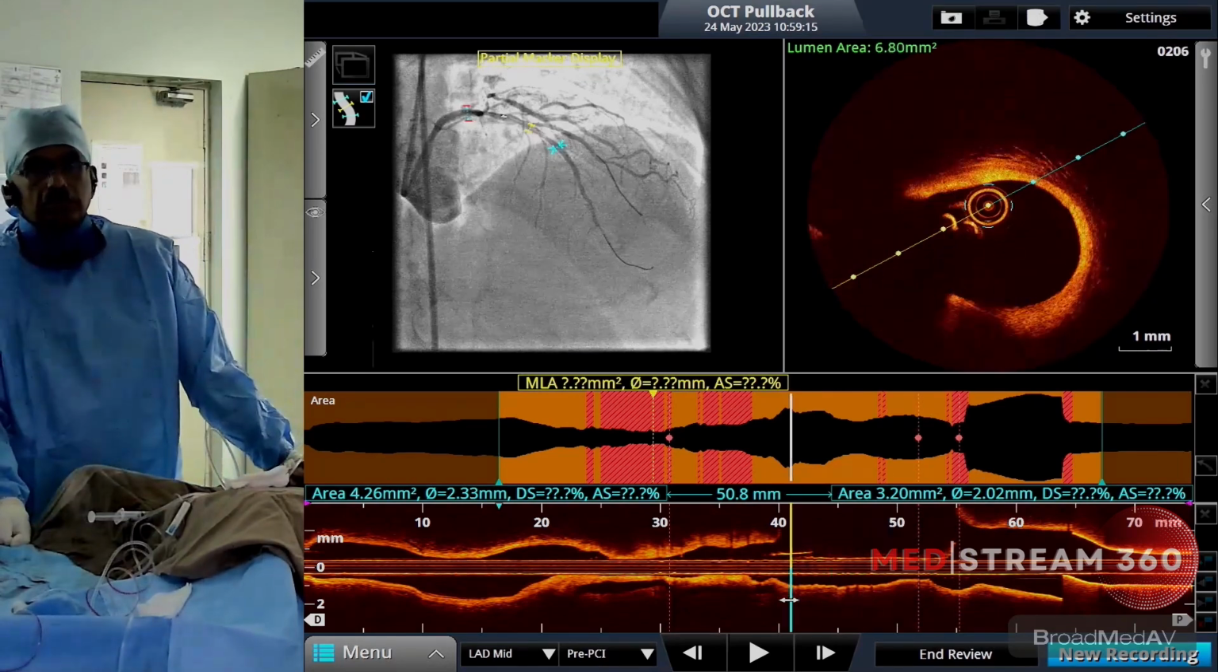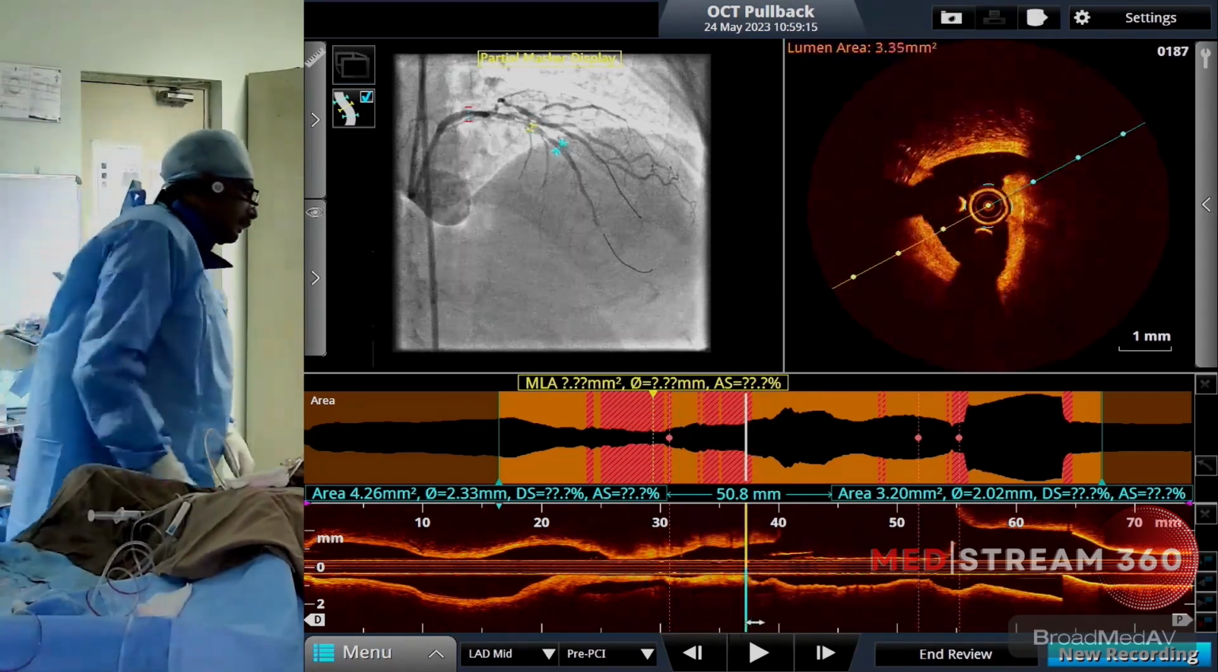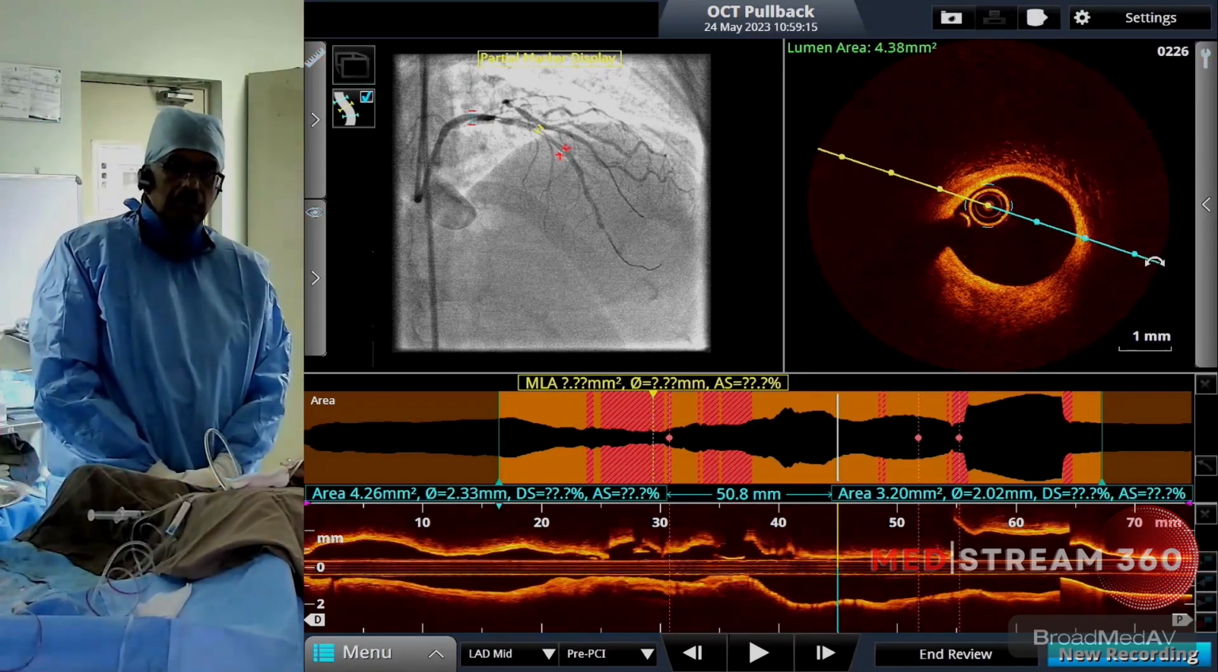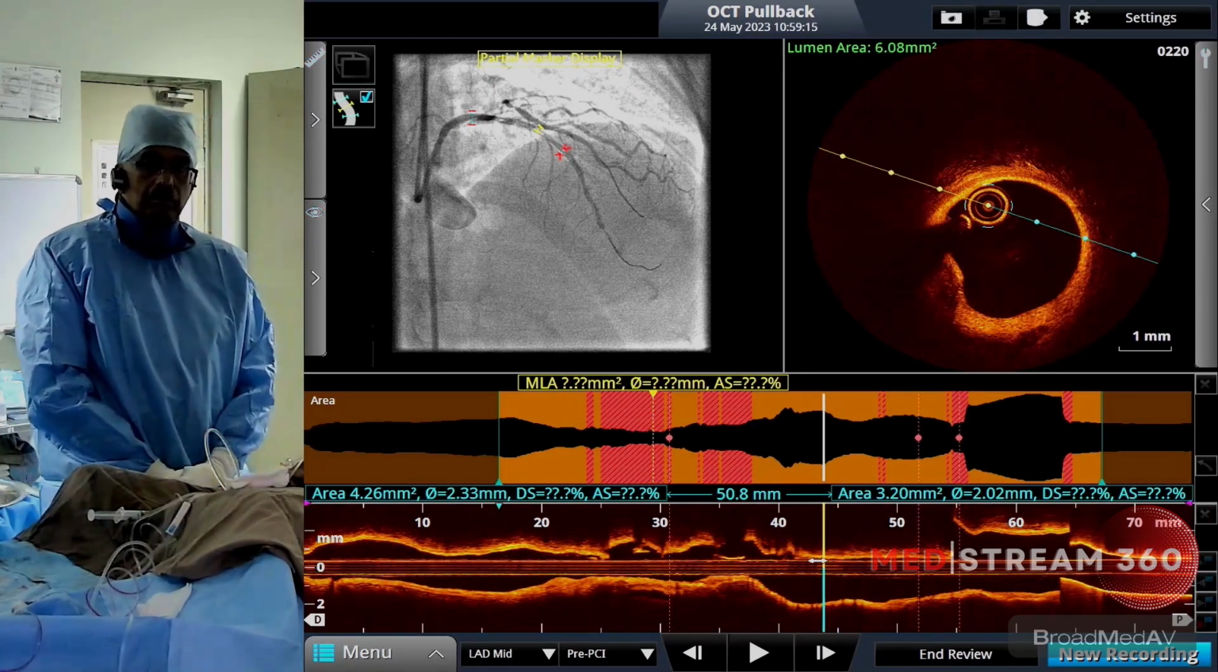So where we are going to stop is the question. I think predilatations are more than adequate. Only we need to find an ideal landing zone in the proximal portion.